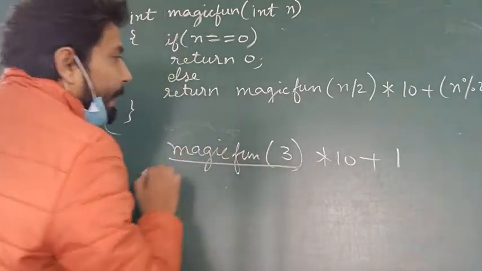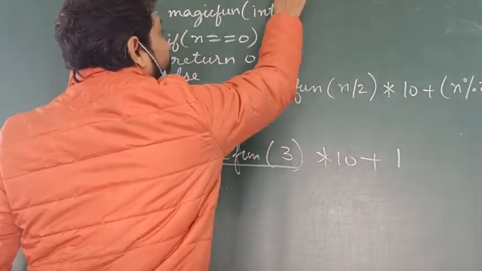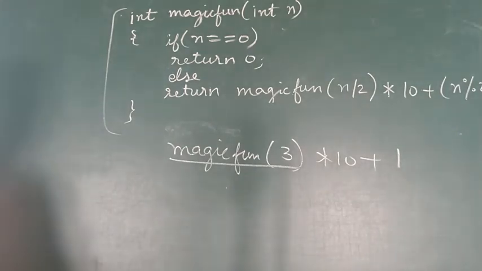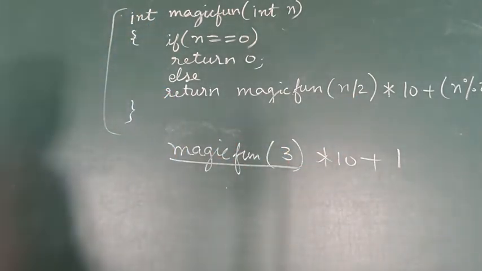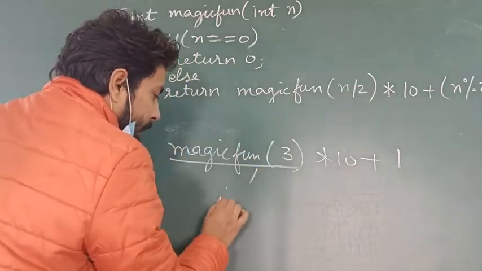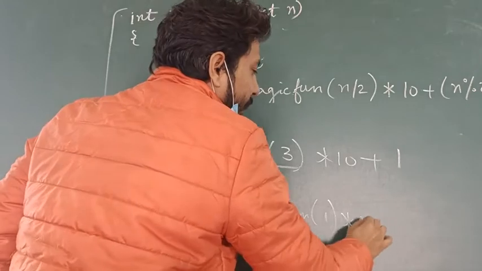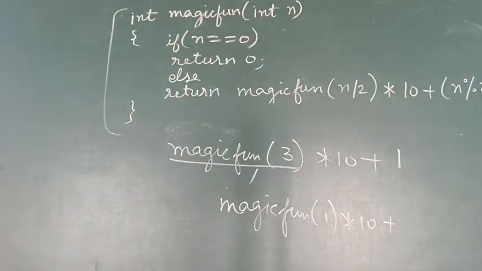Now what will we have? Magic 3 will go back. Now in magic 3, what value went? 3. So the n equals 0 condition is false. So magic fun n divided by 2, that is 3 divided by 2, how much will it be? 1. So magic fun 1 into 10 plus 3 modulus of 2.